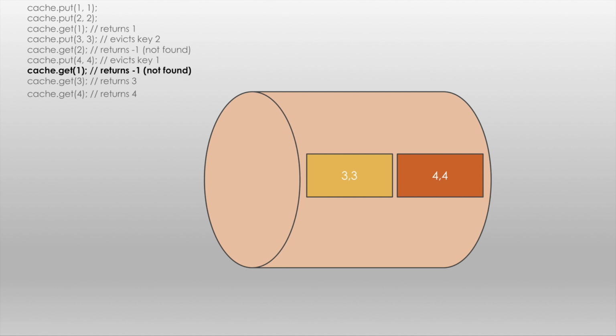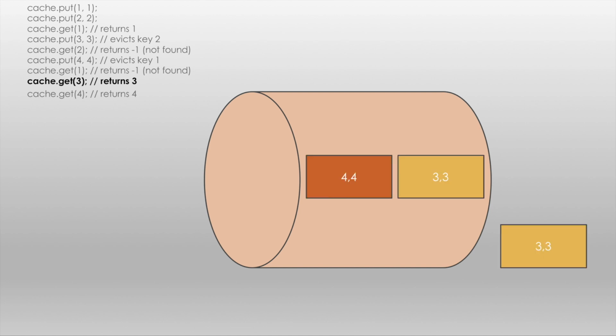Next we do a cache.get(1) and return -1 since the item is not found. Next we do a cache.get(3). Again, if you see, we have updated the position of (3, 3) now, since (3, 3) is the most recently used and (4, 4) becomes the least recently used here.